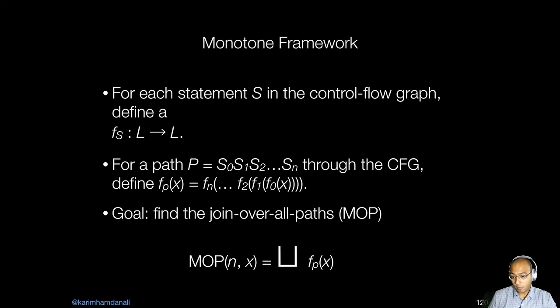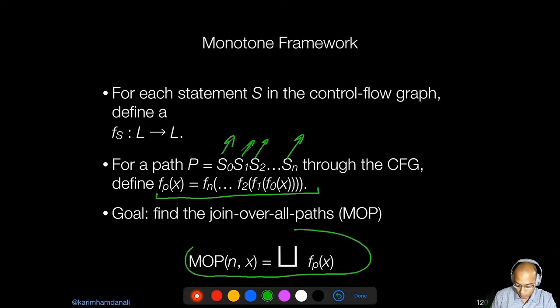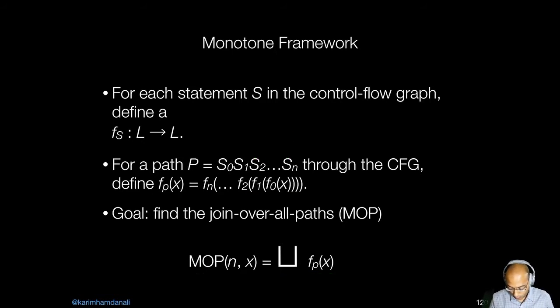And the goal of our algorithm is that we want to find the meet over all paths solution, the MOP solution, which in our case here is going to be the join over all paths solution, because you want to join all the different paths in the program to find the over-approximation of the whole runtime behavior of your program. So we want to find the MOP solution, which is the join over all paths, each one of them representing the function composition of the flow functions along that path. So this is what we want to compute.